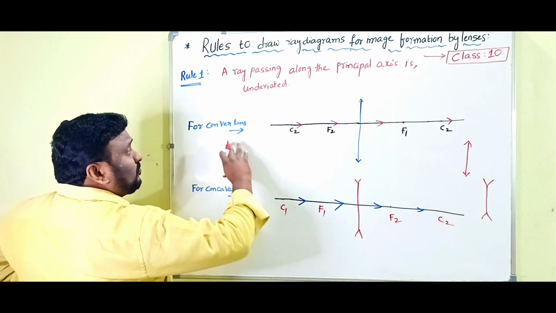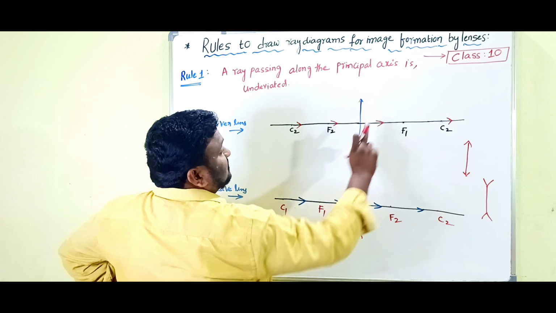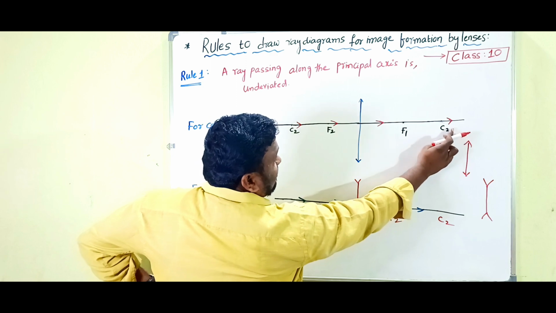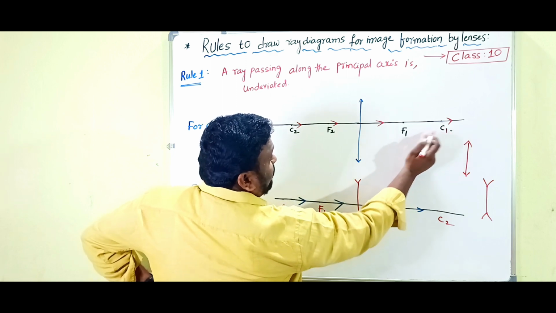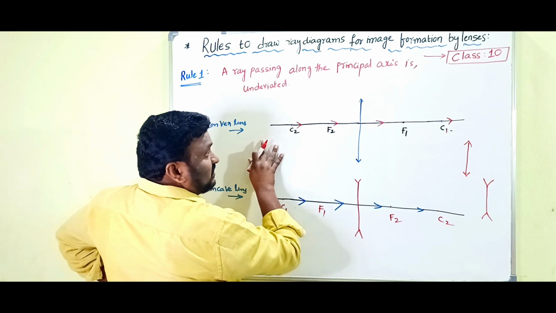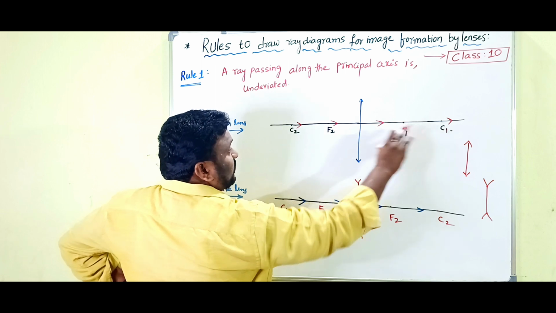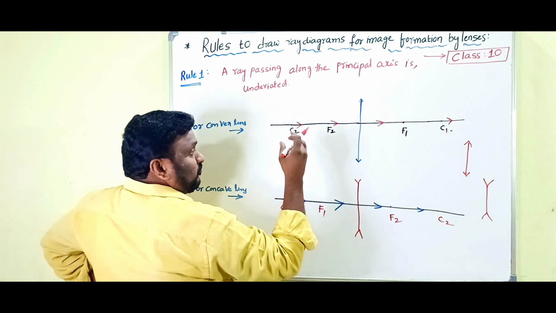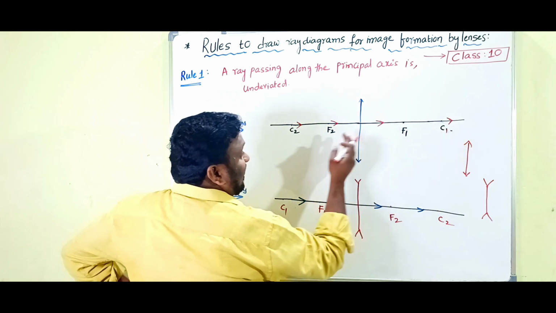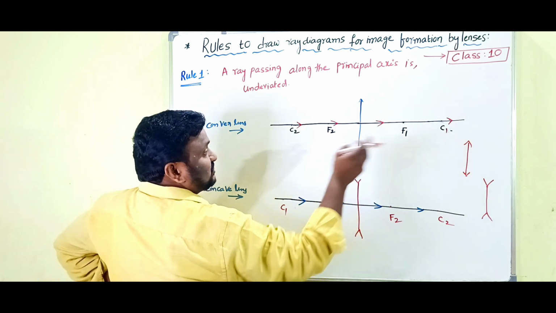Look here, children, for the convex lens, which is a biconvex lens, we already know about F1 and C1. F1 C1 is on the right side and F2 C2 is on the left side. Clear, children? You have to remember clearly on which side we take F1 C1 and F2 C2. For that I already uploaded one video on why we take F1 C1 on this side and F2 C2 on this side. You have to go to the previous videos and check it once.